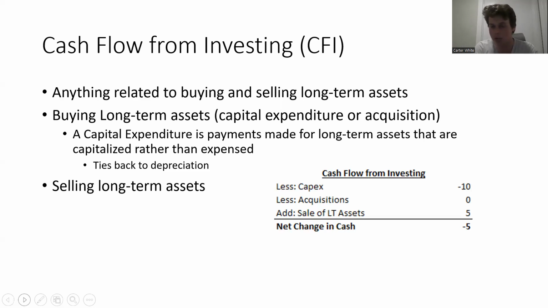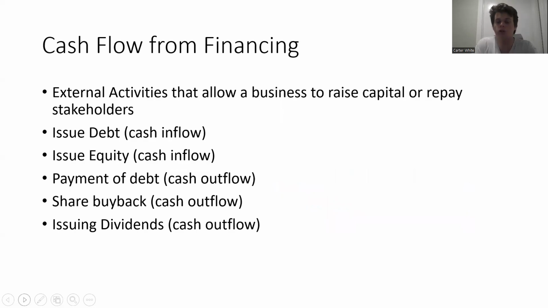So obviously we need to talk about this on the cash flow statement. The cash flow statement is just showing all the ways that cash can flow in and out of your business. So in this example cash flow statement, I'm paying $10 for CapEx, so that's flowing out of my business. And then we are selling a long-term asset for $5, so it's flowing into my business. So net change in cash from investing would be down $5. Cash from financing is basically all the external activities that allow a business to raise capital or repay stakeholders. So there are 5 main ways that cash can flow from financing. It could be issuing debt or issuing equity, right?